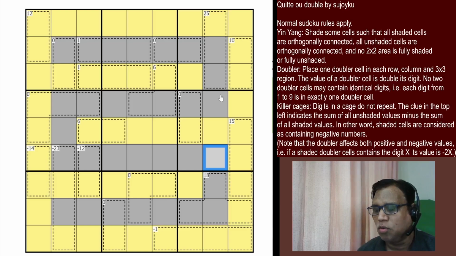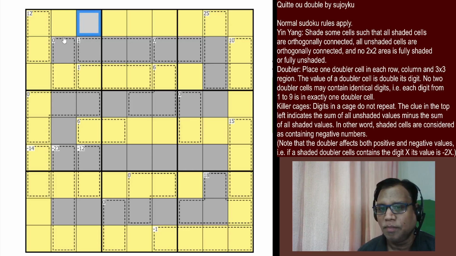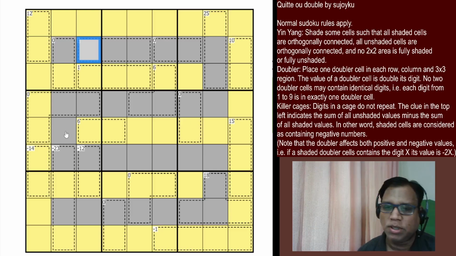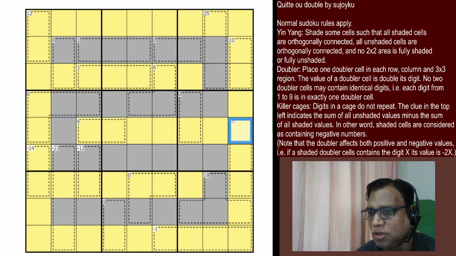Also it has to be orthogonally connected. So something like this is not allowed. Even though you say that this is connected, it's not connected orthogonally. Orthogonally means at least it should be sharing one edge. So these two are sharing this edge, these two are sharing this edge, that way. This kind of thing you cannot call a connected area, so that will not work. So those are the rules of yin yang: all shaded cells orthogonally connected, all unshaded cells orthogonally connected, and no 2 by 2 area fully shaded or unshaded.